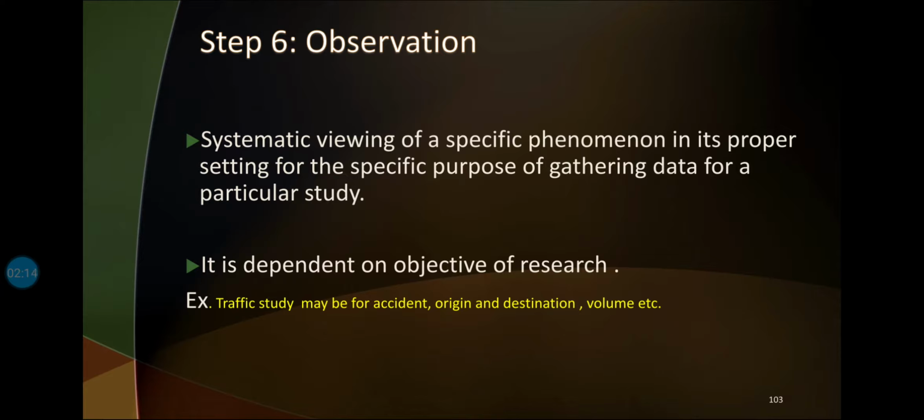Now what to observe? It is a great question. The answer is very simple. Your observation should be related to the scope of your work. It depends on the objective of your research work, what you want to observe. Suppose, for example, in a traffic study, it may be for accidents, or you can do your study for origin and destination, or you can carry out a volumetric study. So depending upon your purpose, you will concentrate on the observation.